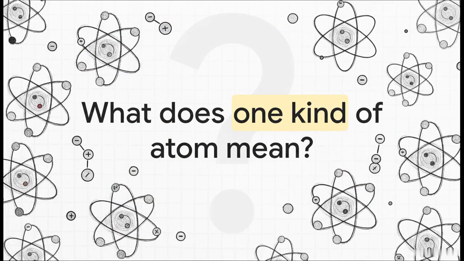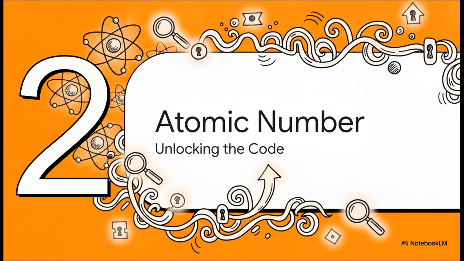But honestly, that brings up a pretty crucial question. If an element is just one kind of atom, what does one kind of atom actually mean in practice? If you're looking at things on a microscopic level, how do we actually differentiate between one tiny building block and another? Part 2, unlocking the atomic number.